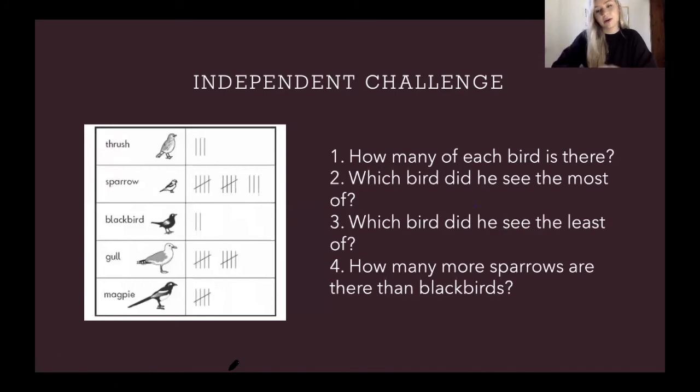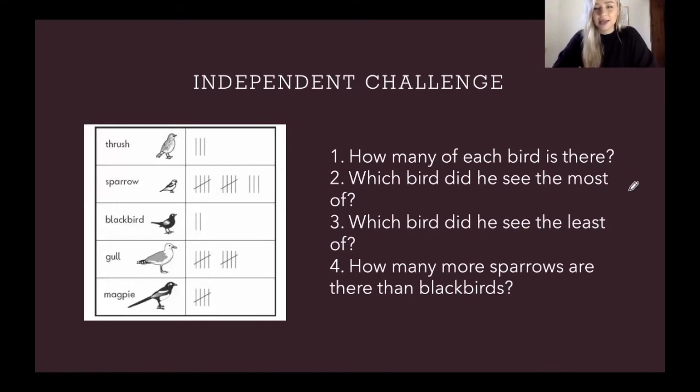Here is another independent challenge. What I would like you to do is have a go at these, and instead of marking them with me, you're going to upload them onto Padlet, or you're going to email them across to me so I can see how you're getting on. I'll read each of the questions for you and then you can pause the video.